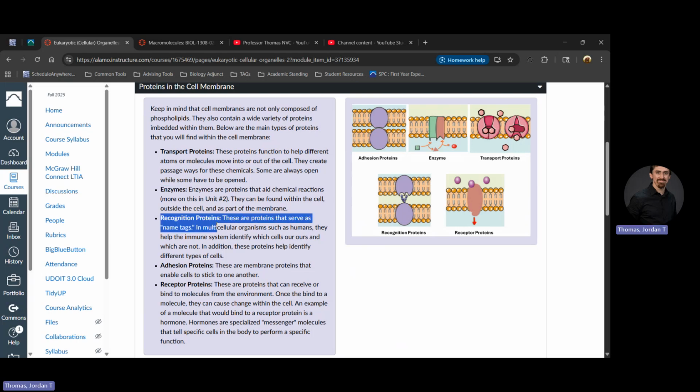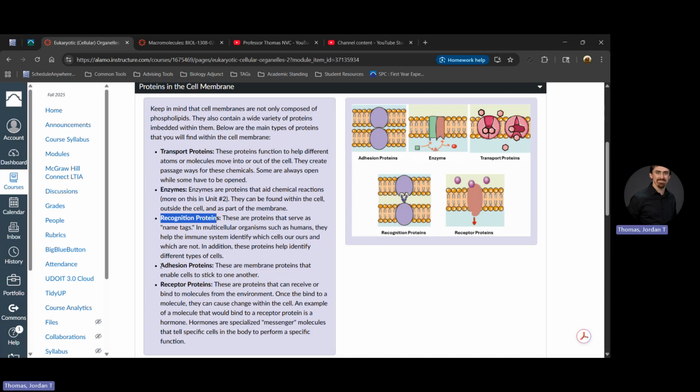The recognition proteins are proteins that serve as name tags. These are the proteins on cells that state, hey, I'm this type of cell. And us as humans, we do have these proteins in our cells that state, hey, I'm a part of you, I'm your cell. Please don't harm me in any way. And this is important because our immune system goes around and checks cells to see if they're ours or not. If our cells did not have recognition proteins, then we wouldn't be able to detect what's our cell versus what's an invader, and that can lead to a whole host of issues.